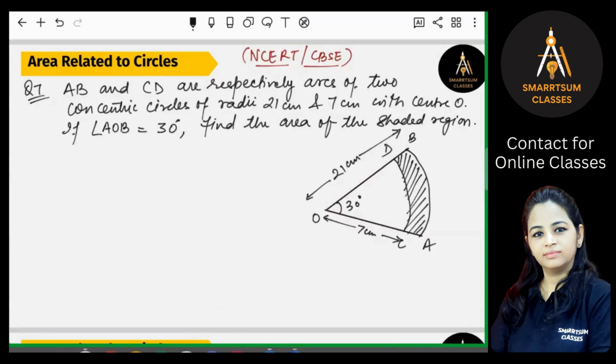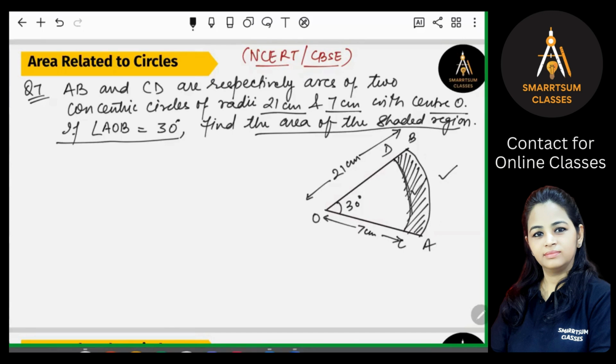Now look at this another question, be on mute. Question number 7. AB and CD are respectively the two arcs of the concentric circles of radii 21 centimeter and 7 centimeter with center O, right? If angle AOB is 30 degree, find the area of the shaded region. As you can see here, we have drawn the diagram. So OA, OB are the radii of the bigger circle, and AB is the arc of the bigger circle. Similarly, CD is the arc of the smaller one.